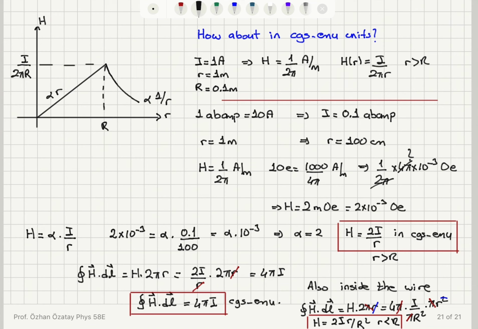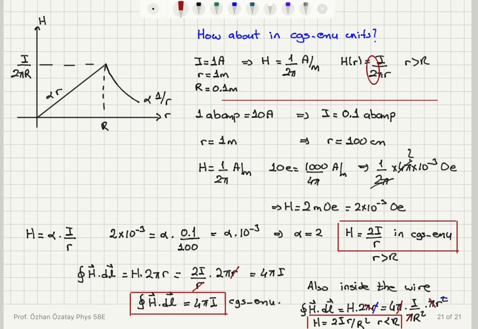Since the physics cannot change by changing the unit system, it's a prefactor times I over R that I'm looking for, and that prefactor, by substituting these values, turns out to be 2. So the magnetic field is 2I over R. Therefore, the closed path integral is 2I over R times 2 pi R, which is 4 pi I. So it tells me that in CGS EMU units, Ampere's law, the closed path integral of H dot dl, is 4 pi I.